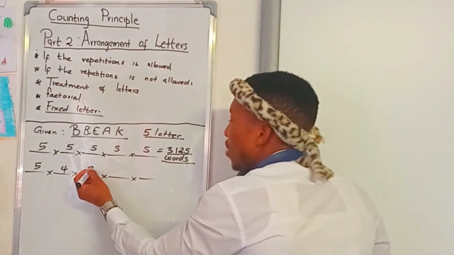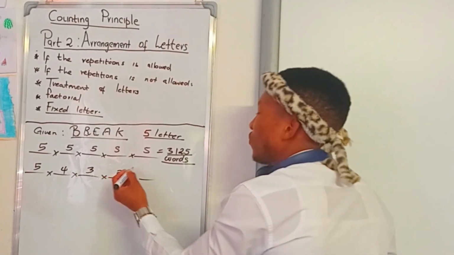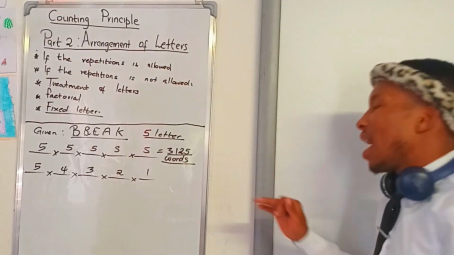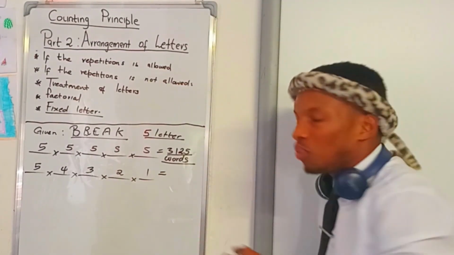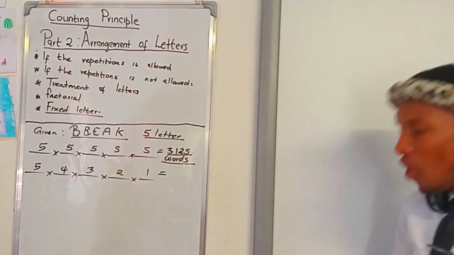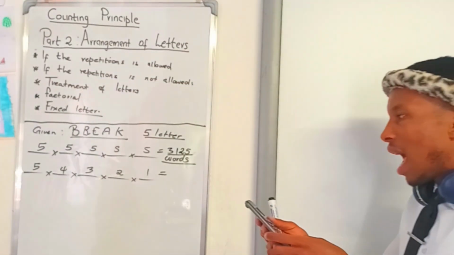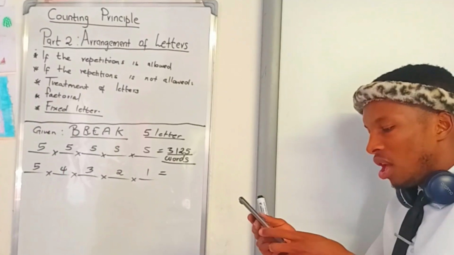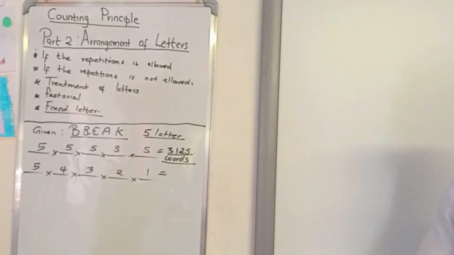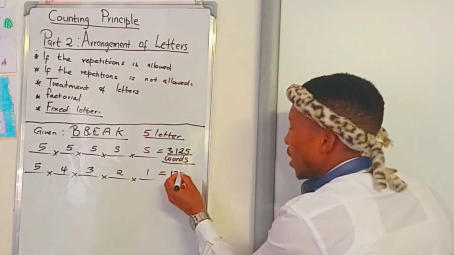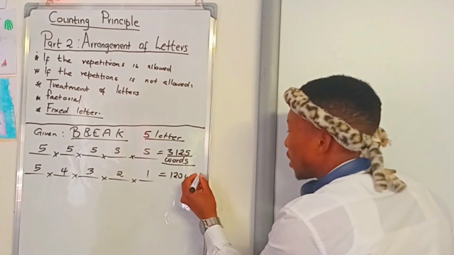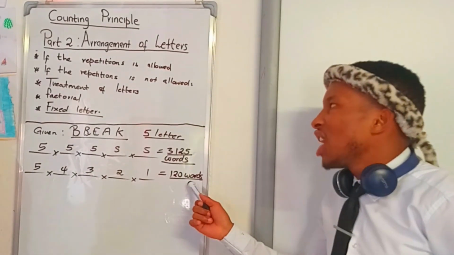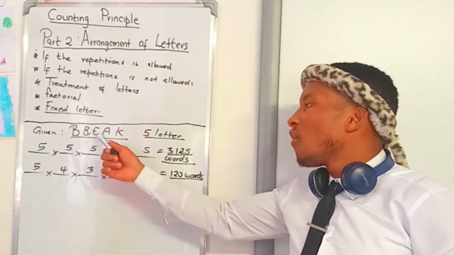Then we are left with 4 letters. Then we are left with 3 letters. Then 2 letters, as well as 1 letter. After that, you're just going to say that we have 5 times 4 times 3 times 2 times 1, which is equal to 120. 120 ways are going to be created.